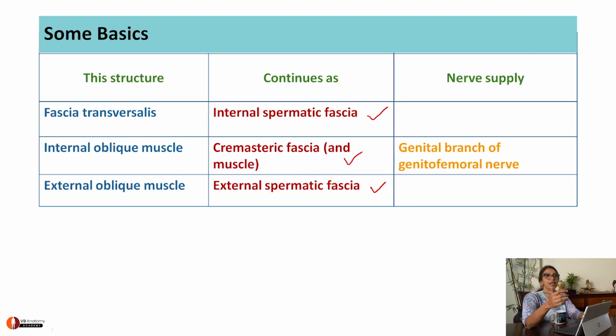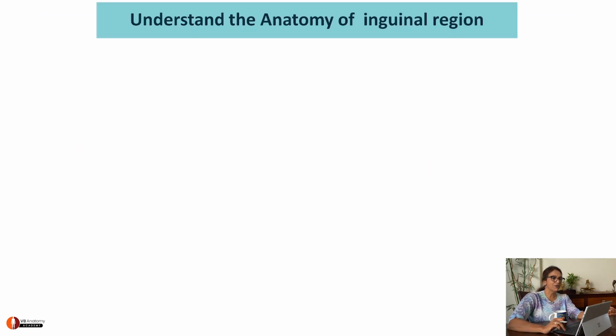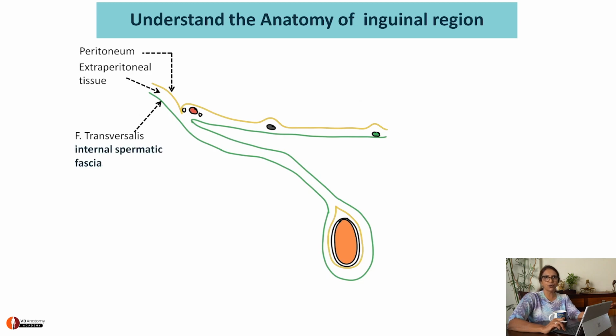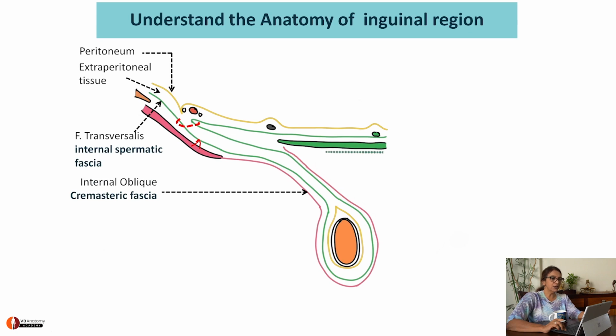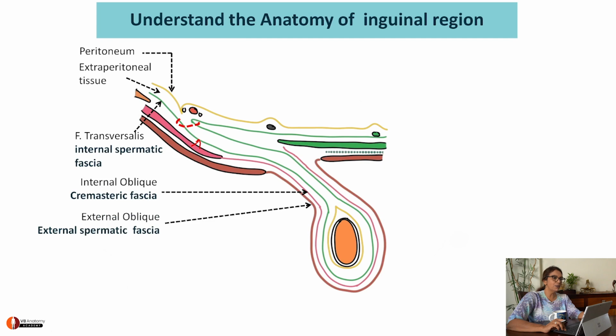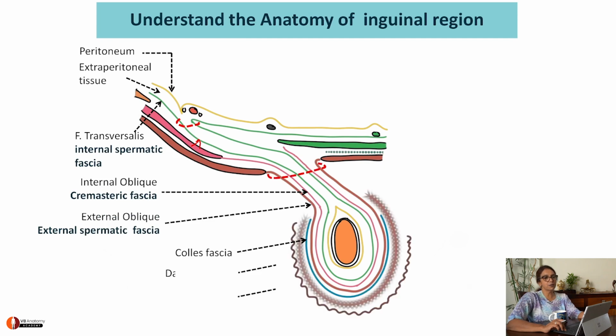So external oblique continues as external spermatic fascia, fascia transversalis continues as internal spermatic fascia, and internal oblique continues as cremastic muscle and fascia. If there is muscle, there has to be nerve supply: the genital branch of the genitofemoral nerve. This is the anatomy you should remember. For your pleasure, I'm going to draw it. This is fascia transversalis. Beyond the deep inguinal ring, it continues as internal spermatic fascia. This is internal oblique continuing as cremastic fascia. This is external oblique continuing as external spermatic fascia, and these are the rest of the layers.